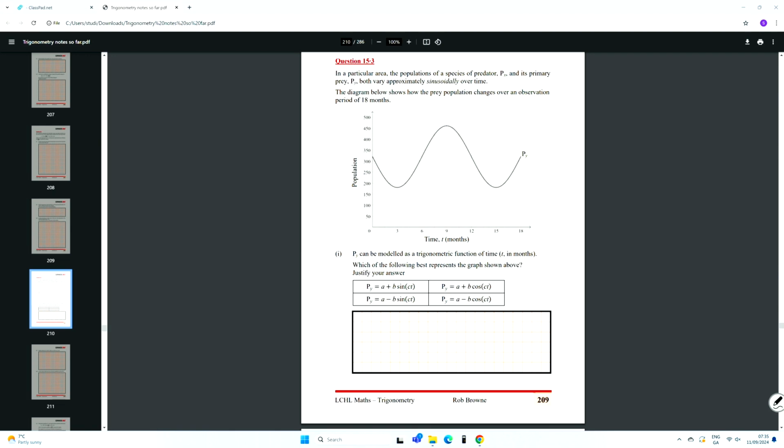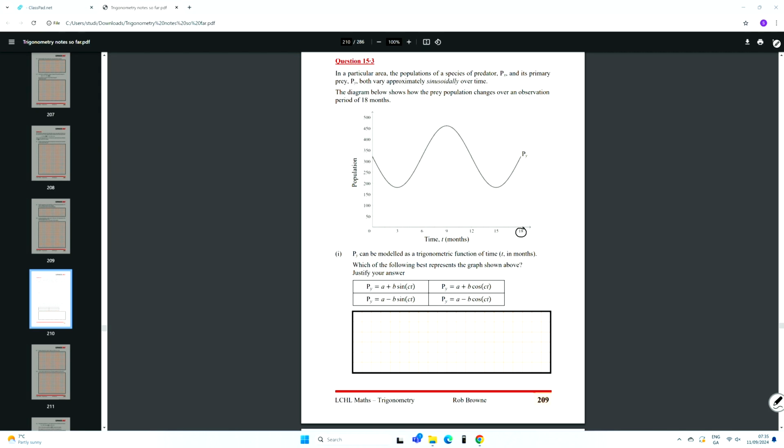So it says the diagram below shows how the prey population changes over an observation period of 18 months, and you can see that we go as far as 18 months on our x-axis there. So it says in part 1 that Py, the prey population, can be modeled as a trigonometric function of time, which is t in months. Which of the following best represents the graph shown above?